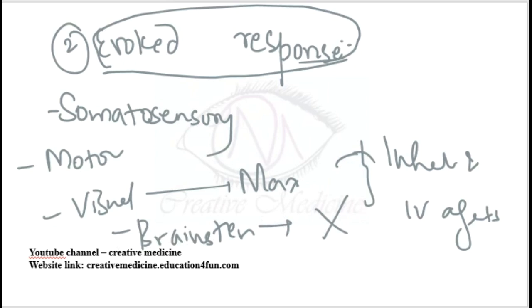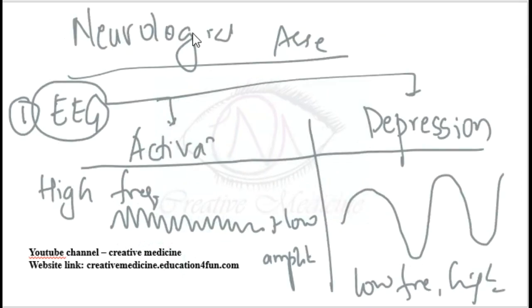Summary. Neurological assessment is of two types: electroencephalogram and evoked responses. In electroencephalogram, activation or depression can be seen. Activation of electroencephalogram shows high frequency and low amplitude waves, whereas depression of electroencephalogram shows low frequency and high amplitude waves.